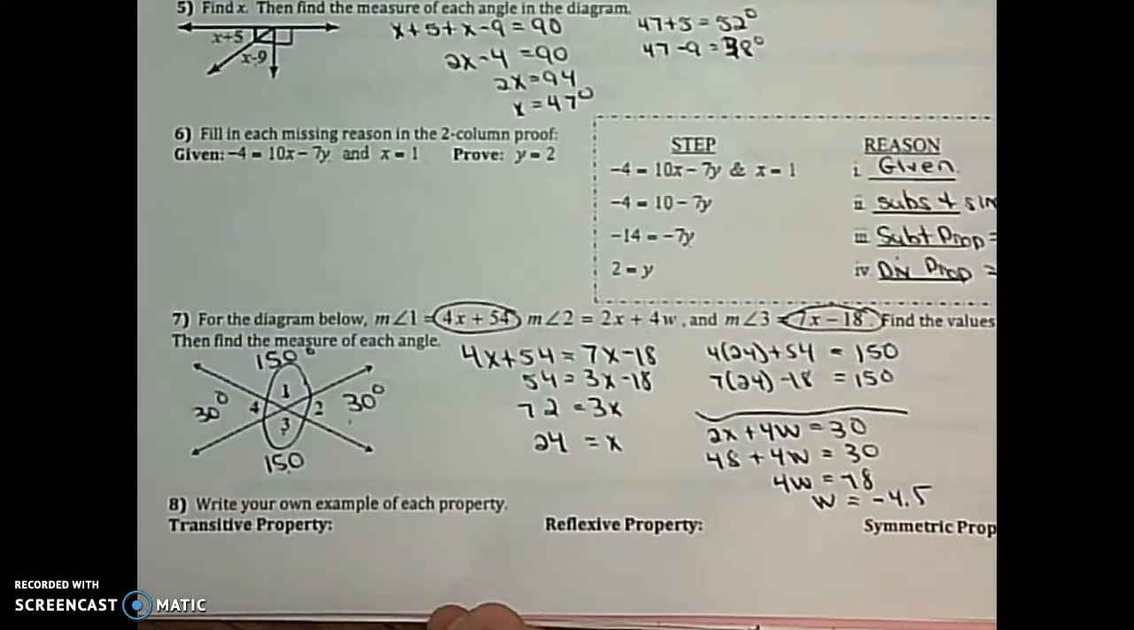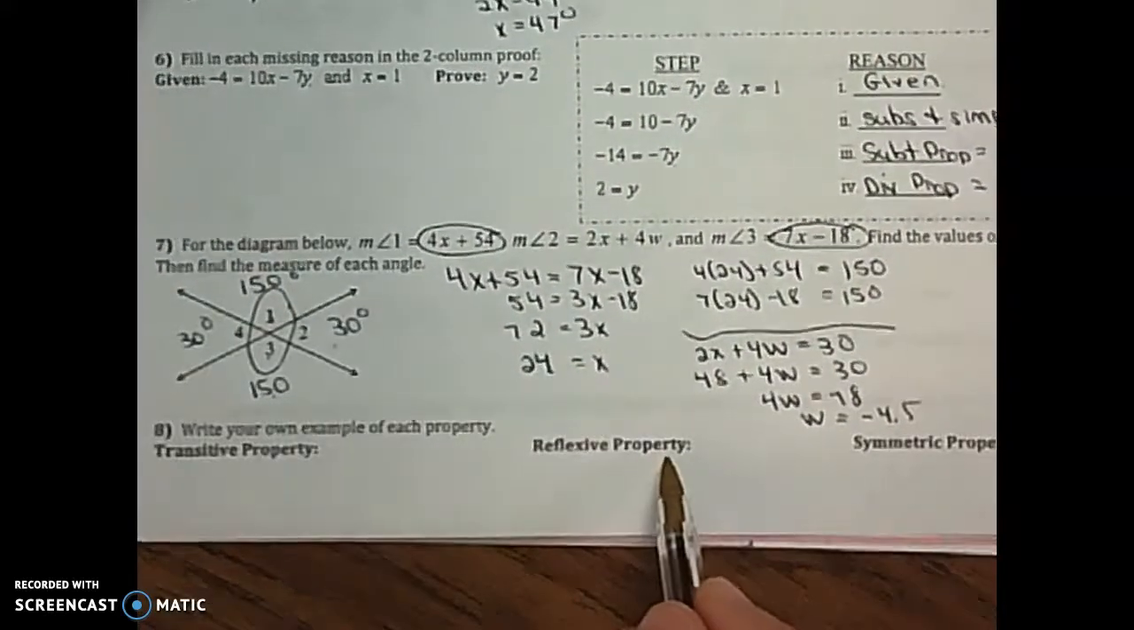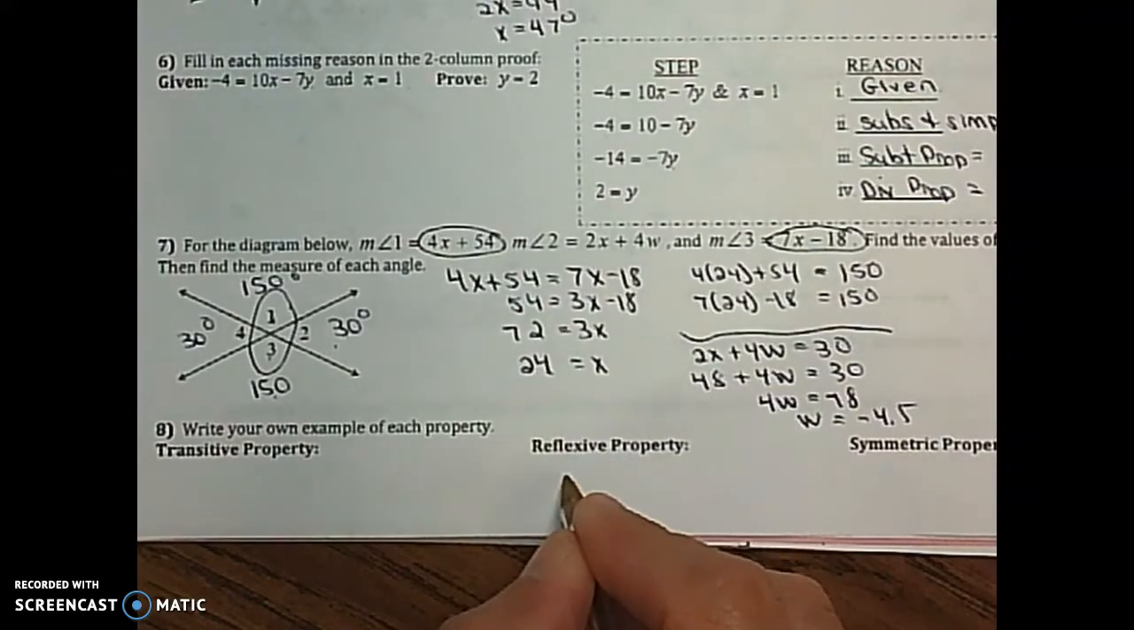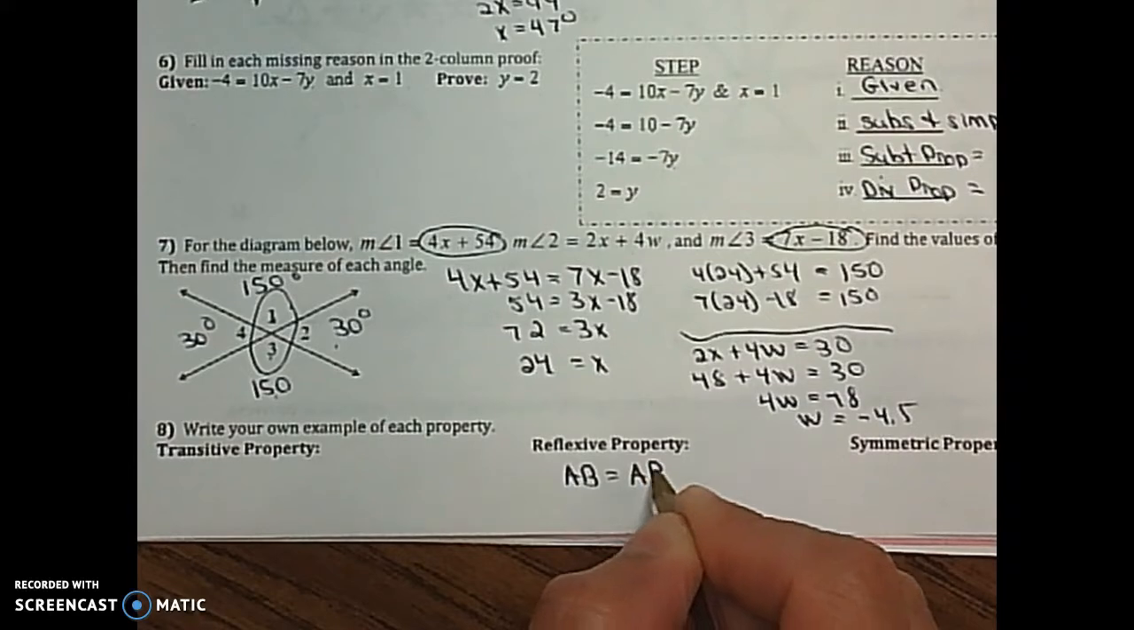Okay, number 8, we have to come up with an example of each of our own. Let's actually start with the reflexive property. We talked about when you look in the mirror, you see your reflection. So we can have something as simple as AB is equal to AB.